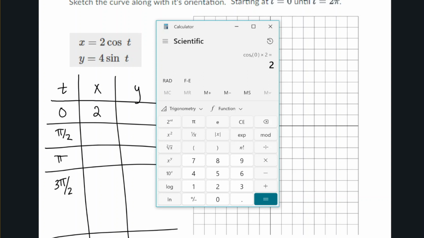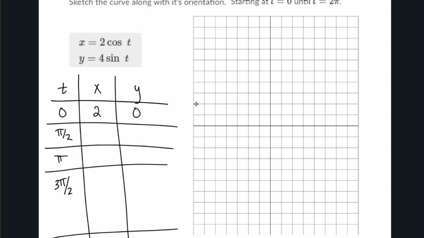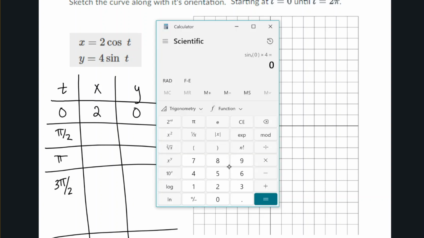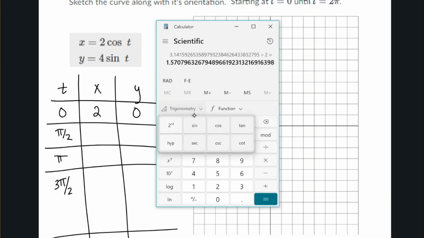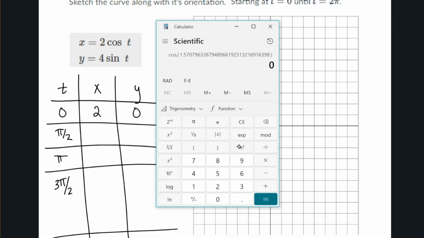Similarly, we'll calculate for sine of 0. So I plug in 0, sine times 4, and we get 0. So that's our first point. Now for pi over 2, pi divided by 2, cosine of pi over 2, however this works for your calculator, then multiply by 2, we get 0. Pi over 2, plug that into sine, multiply by 4, and I get the 0, 4.